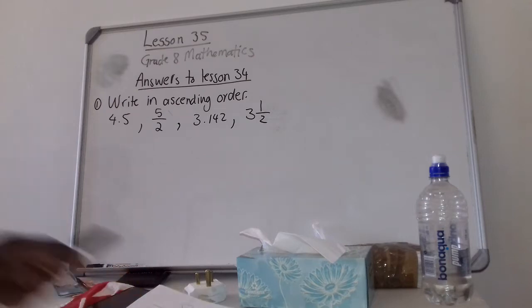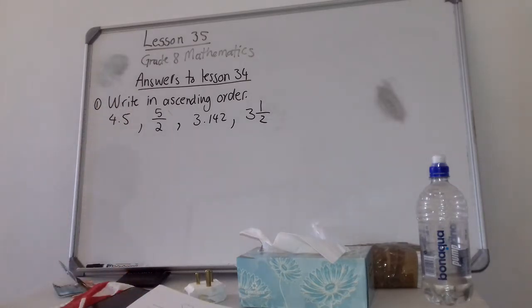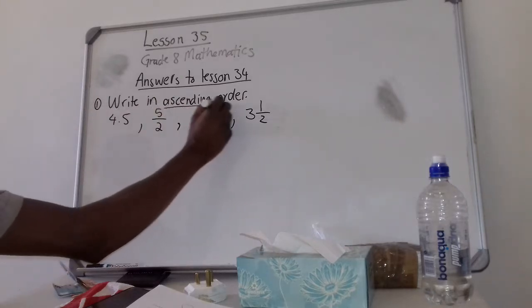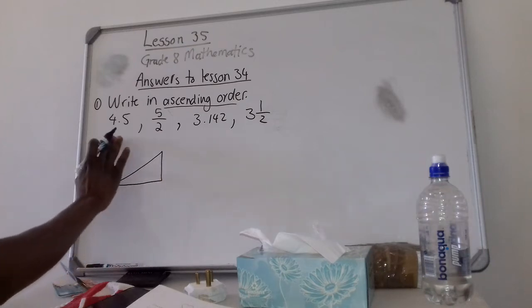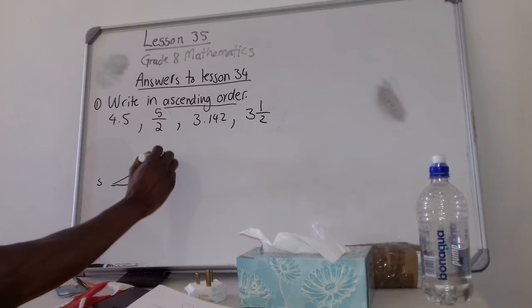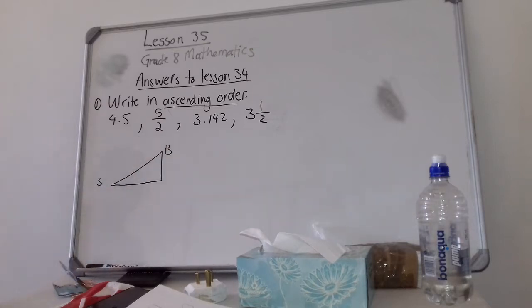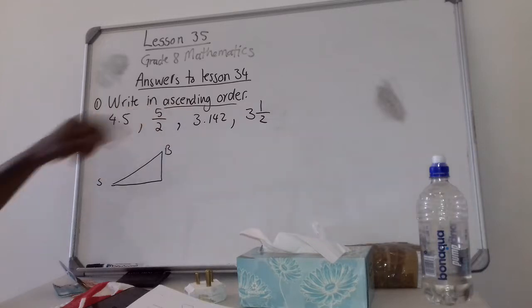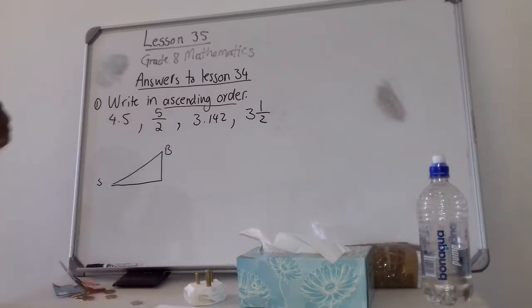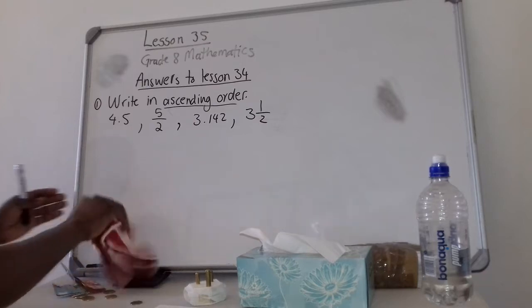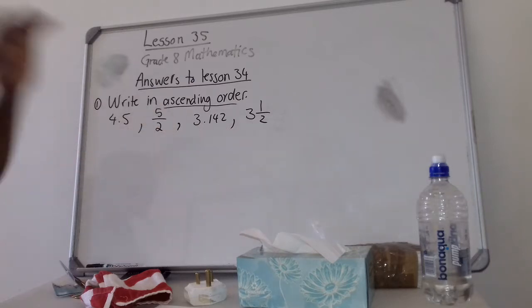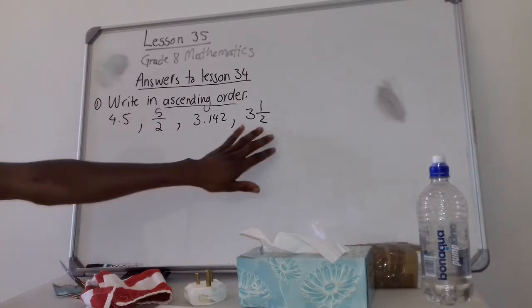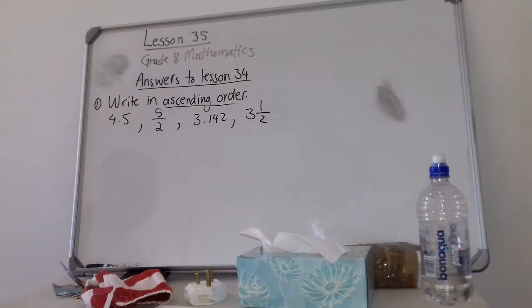Now we want to write this in ascending order. What do we know? Ascending order simply means we should write from the small number up to the big number, meaning we are going to order these numbers from small to big. Now, as you can see, these numbers are not in the same format. This is a decimal number, an improper fraction, a decimal number, and a mixed fraction. So I'm going to write all of them in the same format. That's the only way I can tell which one is big and which one is small.